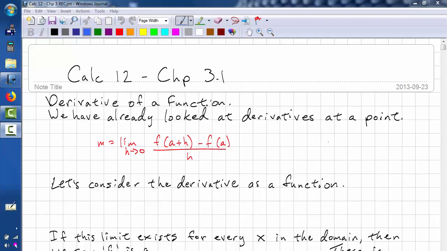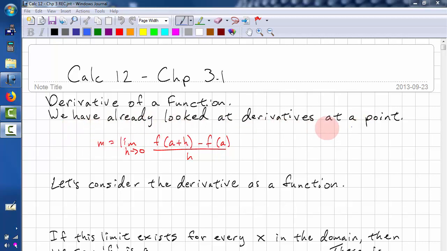This is Calculus 12, Chapter 3.1. We're going to be looking at the derivative of a function. For Chapter 3, we're going to be looking at lots of derivatives. There are real-life applications to derivatives, but really we need to learn how to do derivatives so that we can do integration. Integration is the more complicated problem in mathematics, and it's actually more needed in real-life applications.